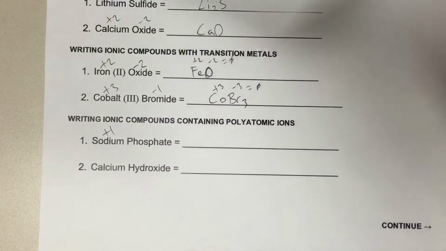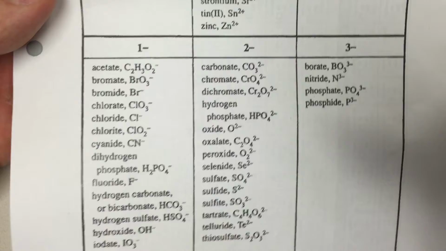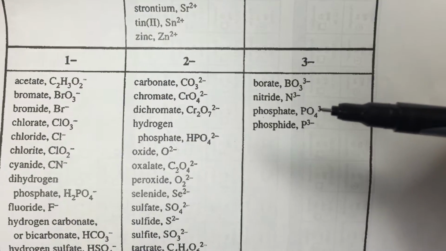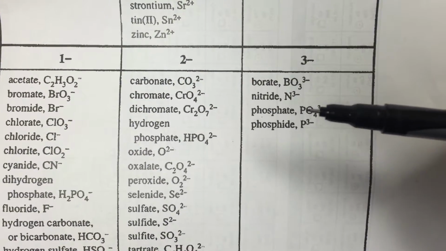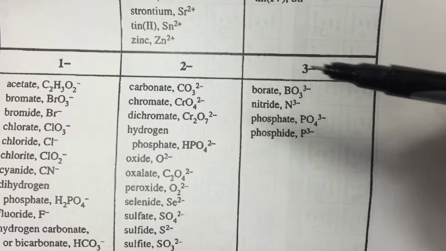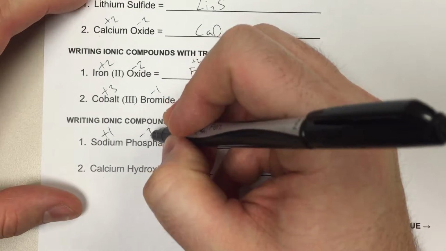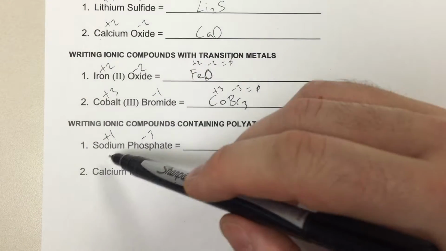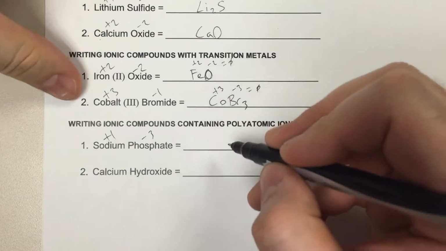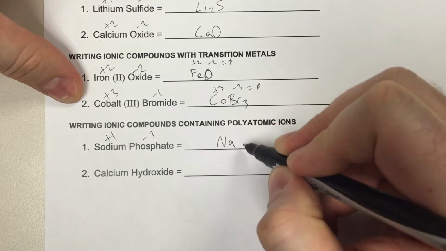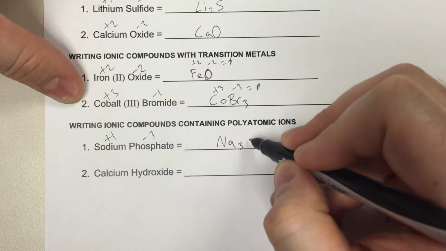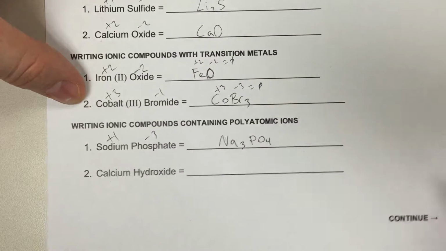Phosphate, that's not on the front of the periodic table. That must be on the back. Phosphate is found right here. It has a charge of -3. It is PO4 with a charge of -3. So therefore, that does not equal 0. I want to have 3 total of these. I write sodium symbol, which is Na. Put a 3 afterwards, and I need 1 of these groups, PO4.